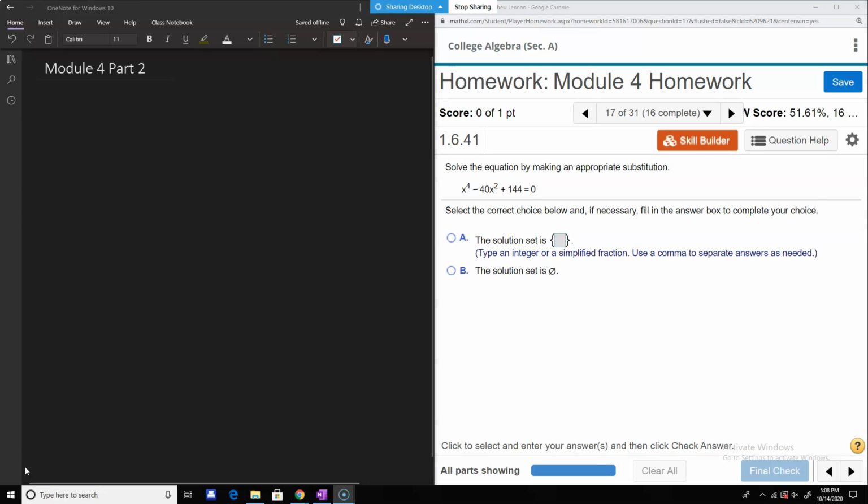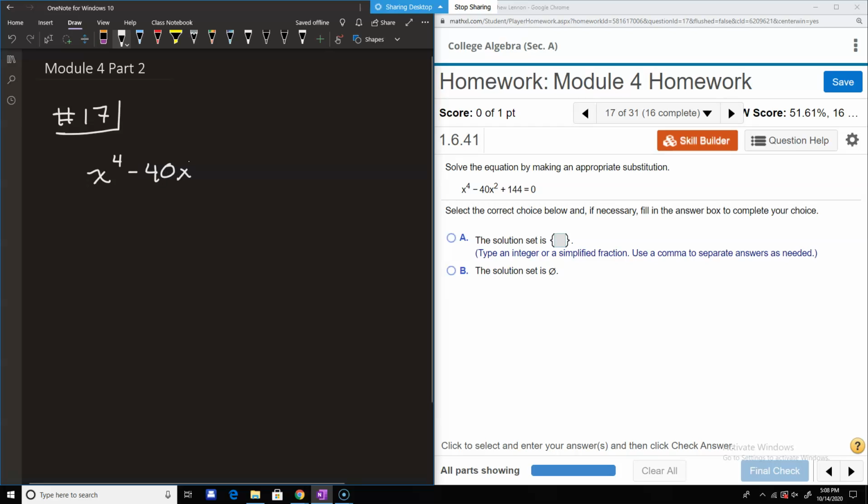Alright, so the second half of the homework here, again, this is going to relate to quadratics, but what we see here is we have something that can be transformed into a quadratic even though it is something of degree 4 at the moment, right? So we're trying to solve x to the 4th minus 40x squared plus 144 equals 0. The point is, since there's no x cubed term, we could let another variable y represent x squared, and then it will change into something that looks like a quadratic.